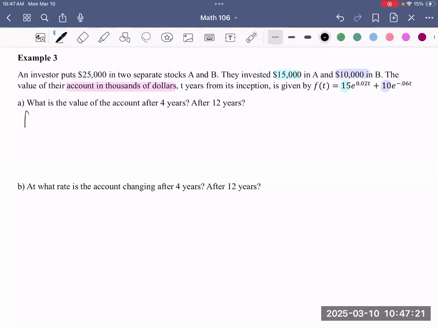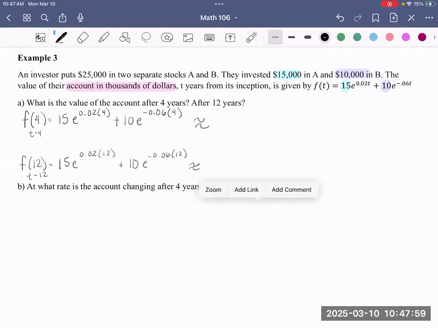So now we want to know, of your function, how much is in the account after 4 years and again after 12 years? So this is just your t is 4 and t is 12. So we can say, with this $15,000, e to the 0.02, that was your rate, times 4, plus 10 e to the negative 0.06 times 4. And one more time with 12. And we want to know approximately how much is here. So I'm going to pop over into Desmos and see what we have.